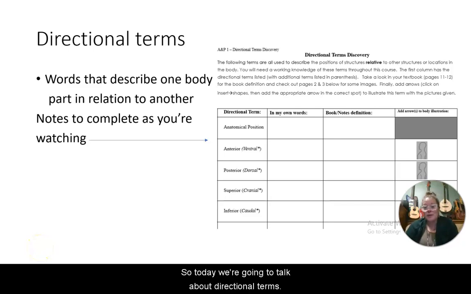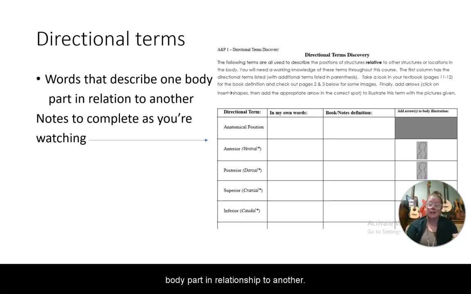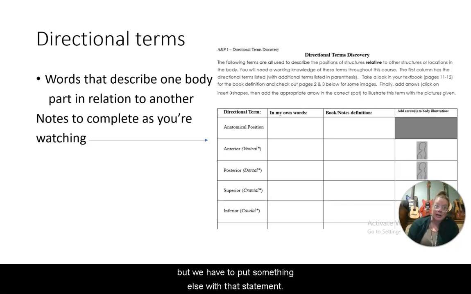Hey guys, so today we're going to talk about directional terms. Directional terms are words that we use to describe one body part in relationship to another. So keep in mind that we're comparing two different things. We don't just say the head is superior, but we have to put something else with that statement. The head is superior to the chest, for example.